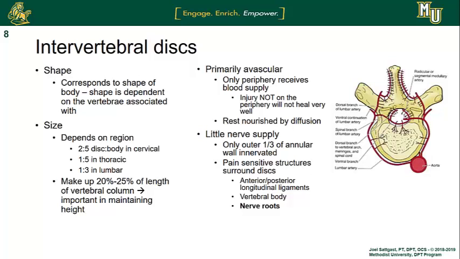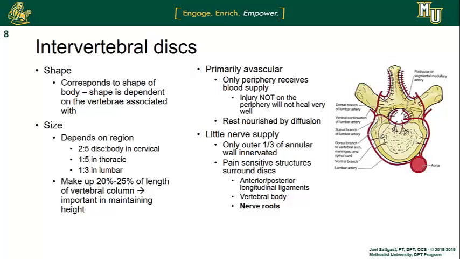Only the periphery of the disc receives blood supply, and that blood supply is necessary if it is to heal due to injury. And so injury not on the periphery is not going to heal very well. And so we need to be mindful of how likely a disc pathology is to heal, as well as the time frame. There is also very little nerve supply. Only the outer third of the annular wall is innervated.